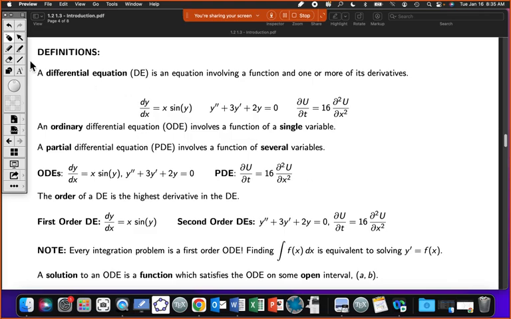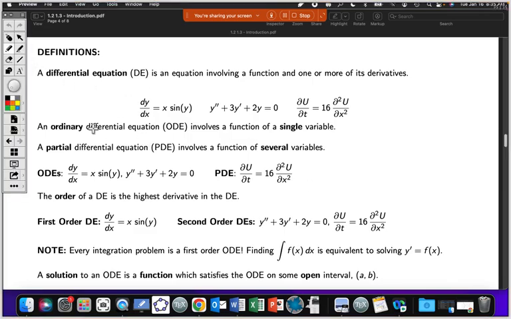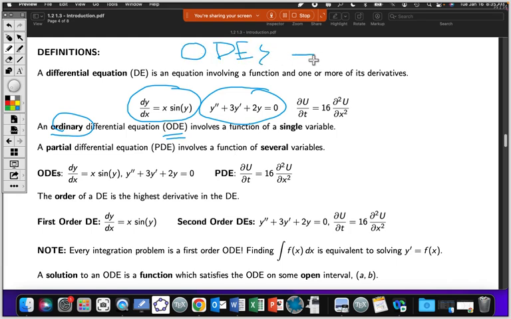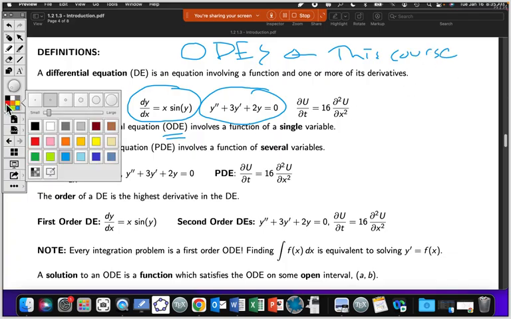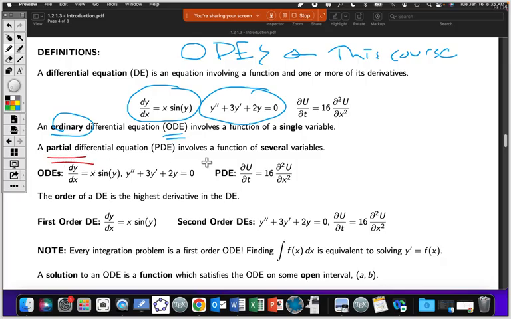Okay, there's two main types of differential equations. You've got an ordinary differential equation, ODE. That's a function when you have one independent variable, so these would be ODEs. This is what we're studying in this course. If you've got partial derivatives involved, that's a PDE, partial differential equation. There's a course on partial differential equations.